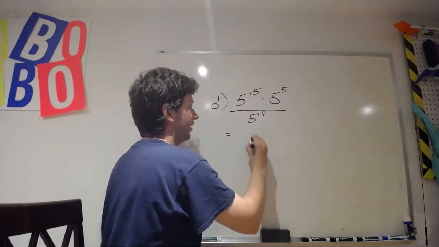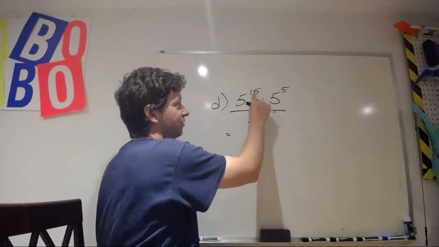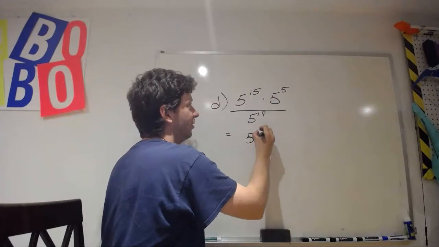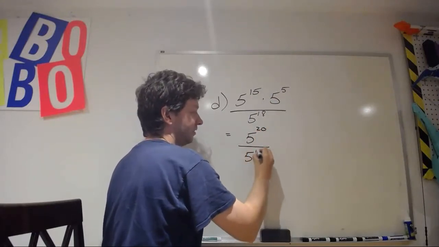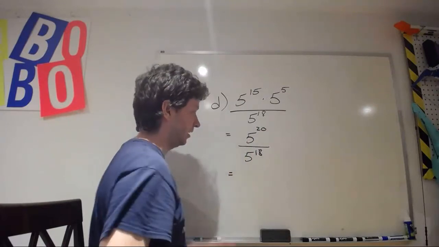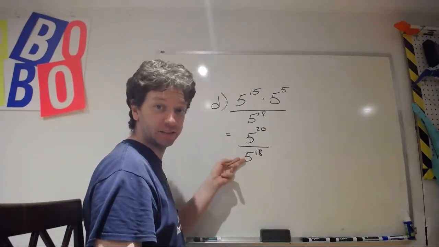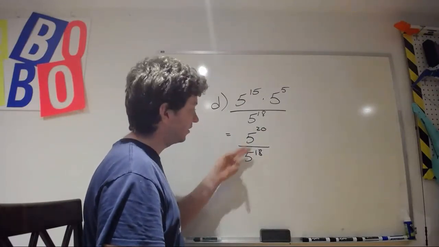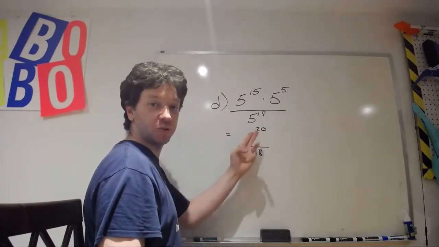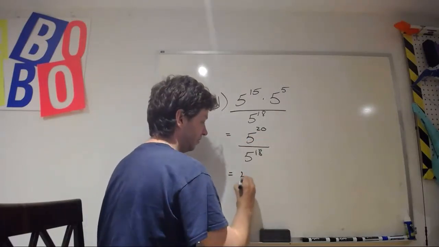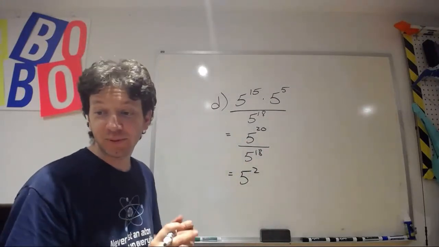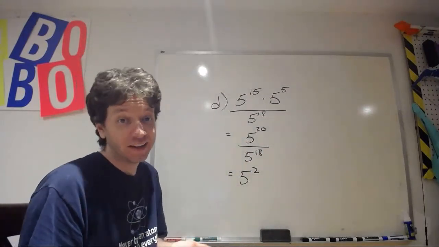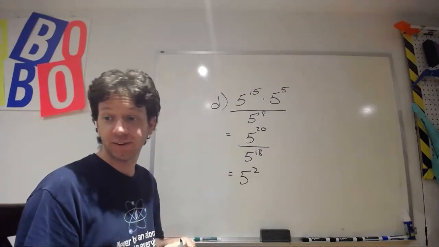So on the numerator, we're going to have 5 to the power of 15 plus 5, which is 20, divided by the denominator 5 to 18. Now when you're dividing common bases, you subtract the exponents. So 20 minus 18 is 2, 5 squared. Now 5 squared is 25, but the question just says simplify, not evaluate, so I can stop there.